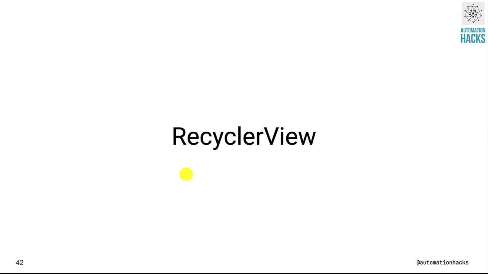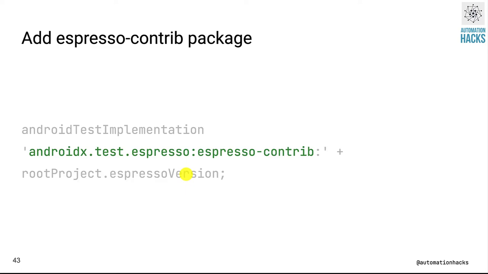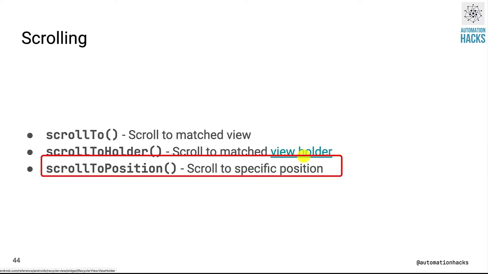Now that we have understood what adapter view is, let's take a look at RecyclerView. As I mentioned, it's a different type of list which recycles the same elements again. However, we don't need to use onData in this case. To work with RecyclerView, we need to add an additional package called Espresso-contrib. And you can see this in the example that we'll see in just a short while.